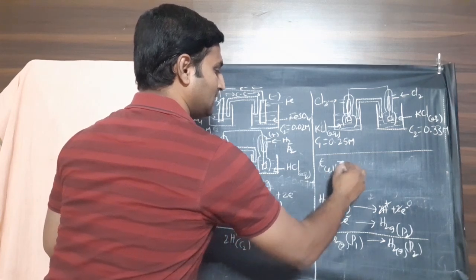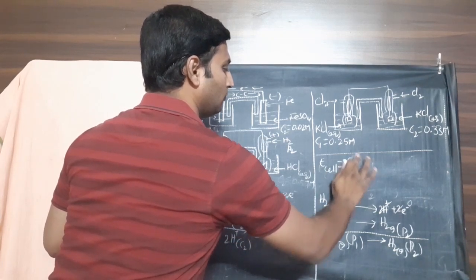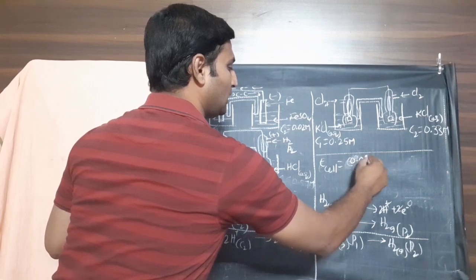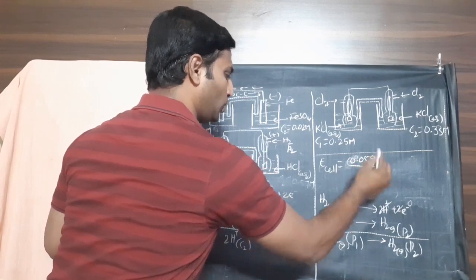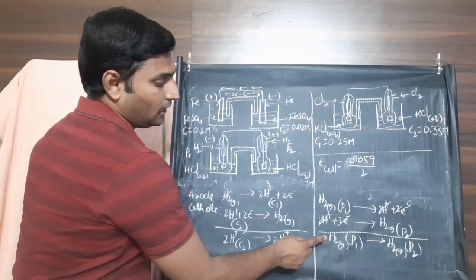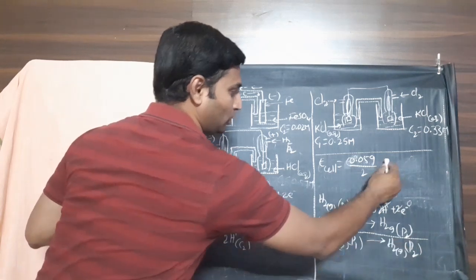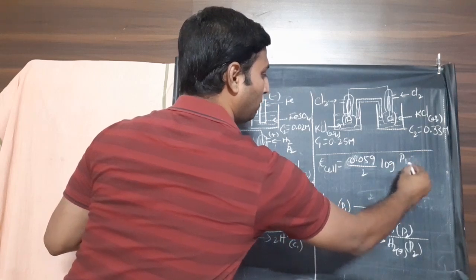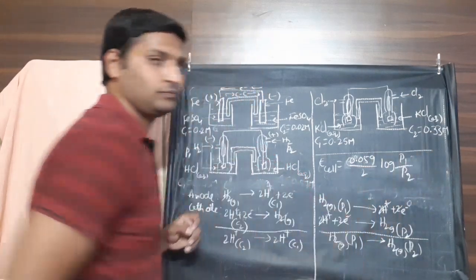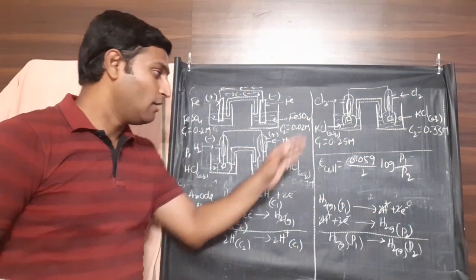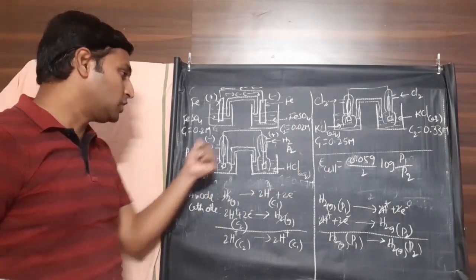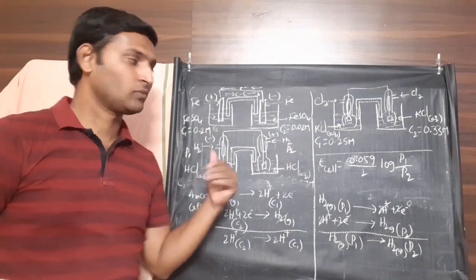E cell is equal to 0.059 by 2, of course. This is reactant by product, I told you. So log of P1 divided by P2. Now you decide for this cell to be spontaneous, which should be larger, P1 or P2. Let us understand.